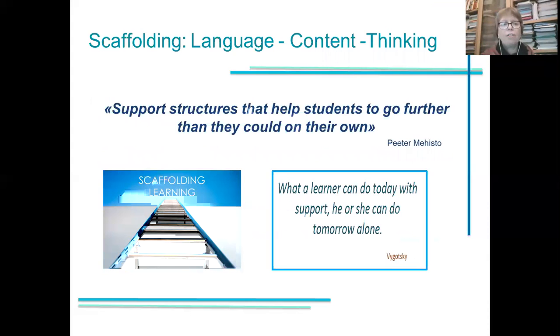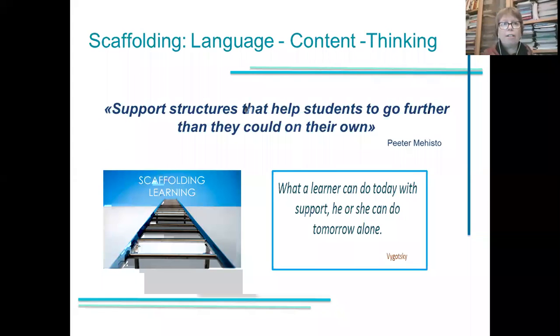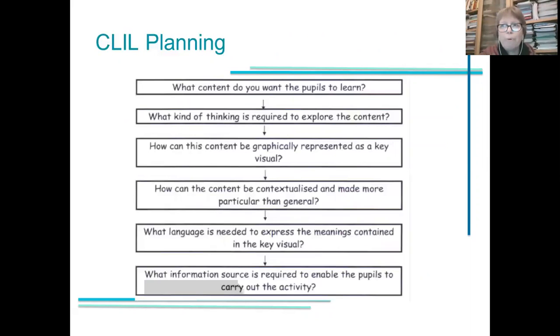I like this definition of scaffolding by Peter Mehisto: a support structure that helps students to go further than they could on their own. So we have to provide this scaffold, this kind of help, to students to work with the language, with the content. When you take away the scaffold, children will be able to produce the language without any more support.